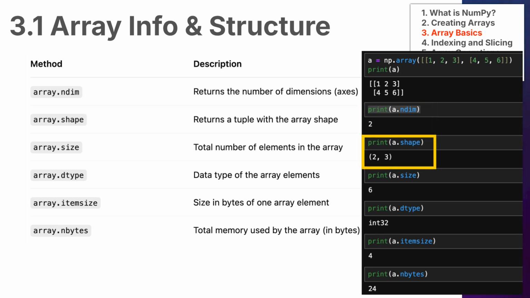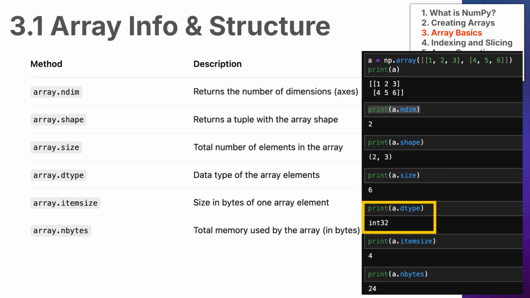Next, shape. It returns rows and columns. So it outputs 2 and 3. This means the array has 2 rows and 3 columns. Shape returns a tuple of dimensions. It's useful for reshaping and validating array sizes. Next, size. Total number of elements. It outputs 6. Tells you how many total elements are in the array. Great for quickly checking how much data you're dealing with. It's equivalent to rows by columns for 2D arrays.